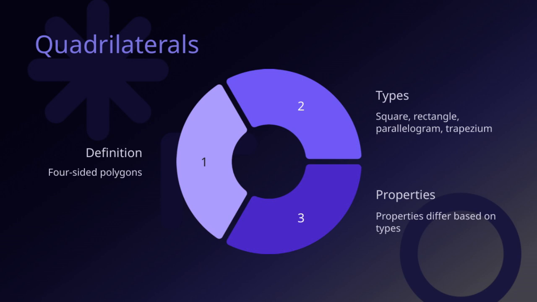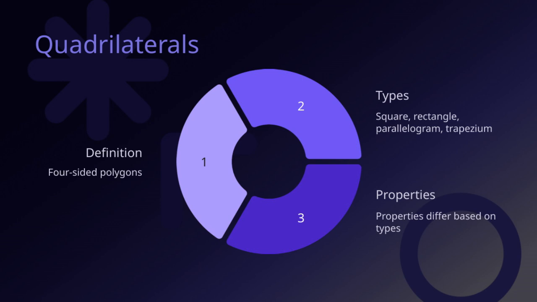For example, a square has all sides equal and all angles right angles, while a rectangle has opposite sides equal and right angles, but not necessarily all sides equal. Parallelograms have opposite sides parallel and equal, and trapeziums have only one pair of parallel sides.